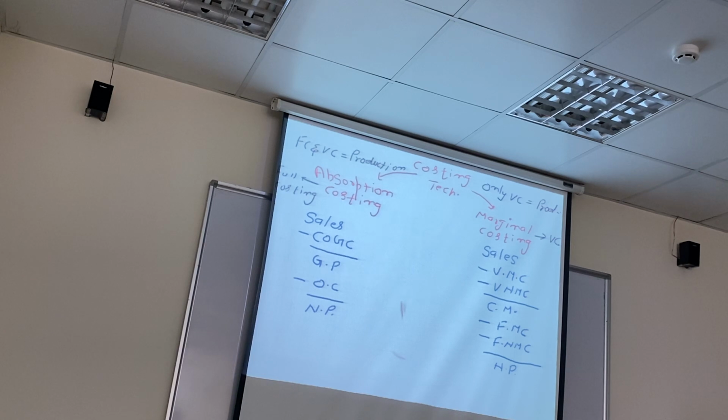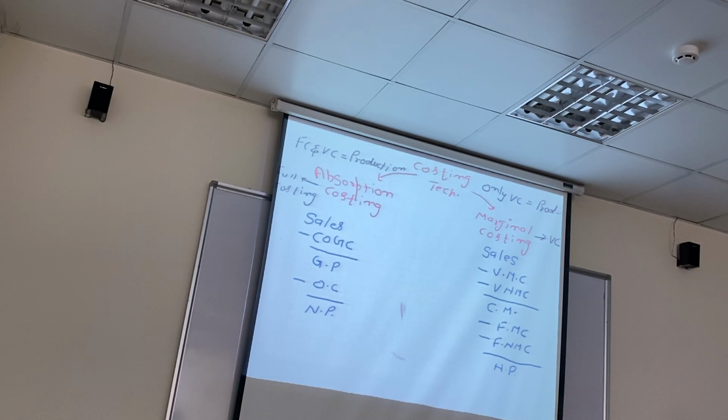Variable and fixed. But according to absorption costing, we divide on behalf of factory and office, because the nature and working process of a factory is different from an office. Both have a different nature in terms of working environments. Costs are different. So that's the idea behind absorption and marginal. Marginal is variable based, absorption is full cost based.